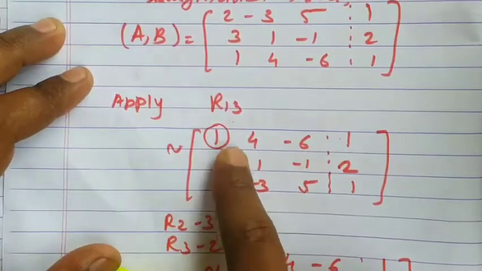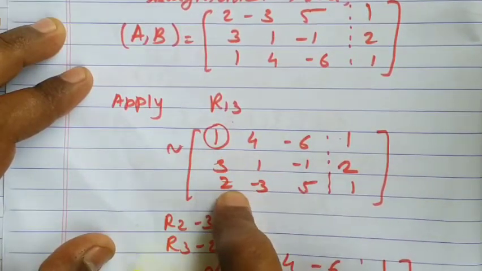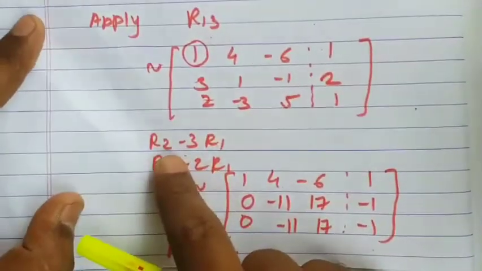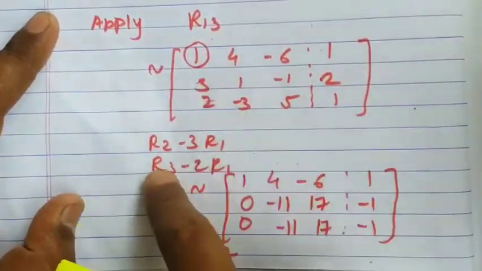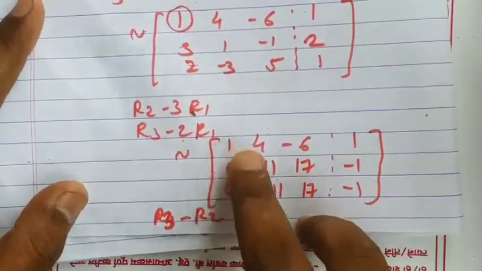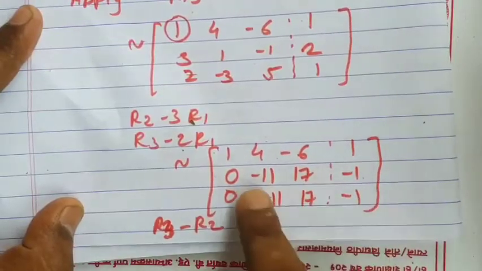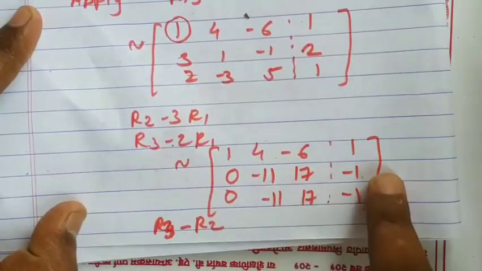After that, this is the first pivot of the first row. Below that, we are going to make 0. So for that, the transformations are R2 minus 3 times R1 and R3 minus 2 times R1. After that, we'll have this form. First row as it is, 1, 4, minus 6, 1. The next two rows will become equal, that is 0, minus 11, 17, minus 1.